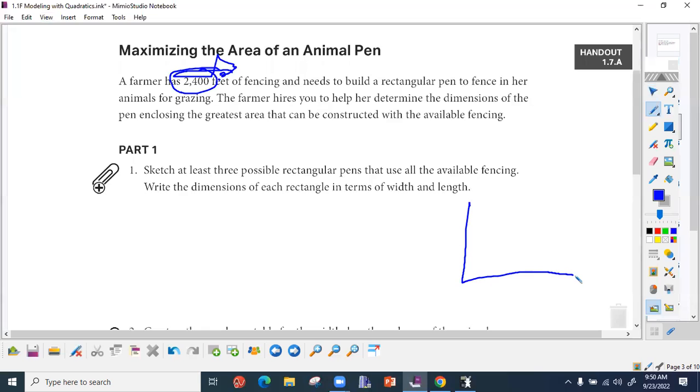Right? So you're fencing. And at your table, I want you to come up with at least 3 possible lengths and widths for this fencing. Okay? 3 possible lengths and widths.